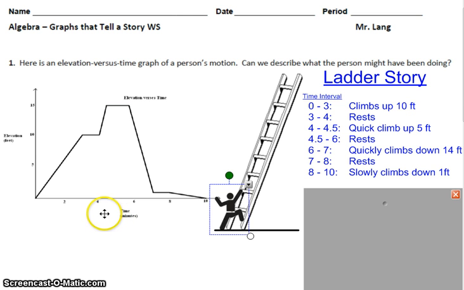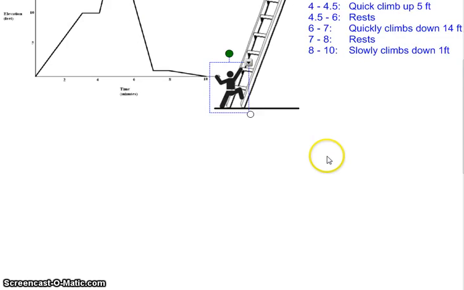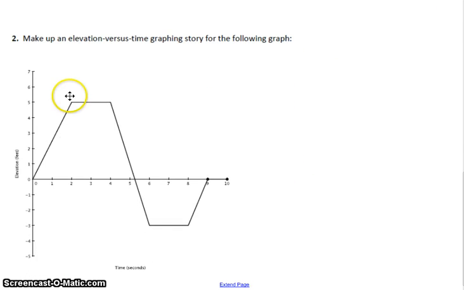The second thing I want you to do for the check your understanding is I want you to come up with a story for number 2. So for number 2, it says make up an elevation versus time graphing story for this graph. Now, you got to check this out. It's a little bit different. It goes into the negative feet. So you got to think about what would actually cause someone or something to go negative feet. And there's a bunch of different things you could come up with. So I want to see what you come up with.